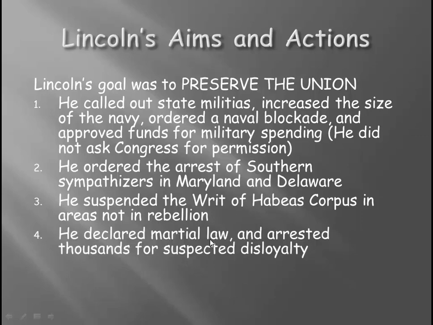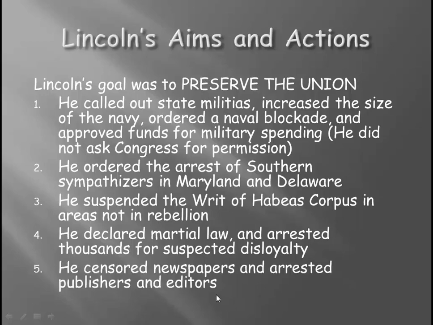So he declares martial law and arrests thousands of people for what is now called suspected disloyalty. There's really no proof here. He just wants to make sure he can keep the country together. So all of these actions he does simply because his goal is to preserve the Union. Right? He did censor certain newspapers and arrested publishers and editors who were printing things that he felt were a little controversial and weren't really going to help him win. So basically, if you put all this together, Lincoln seemed to really hold true to his first goal, which was that he's willing to do anything to keep this country together.